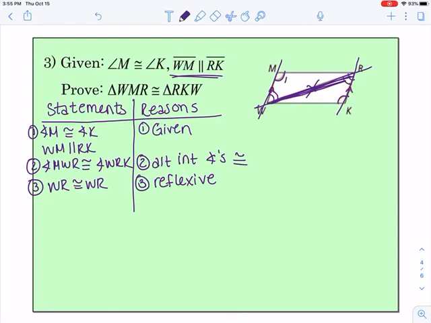And again, this time I'm going to have an angle and a side. So I have enough information to prove the triangles congruent now. So triangle WMR is congruent to triangle RKW, and the reason being because of angle, side.